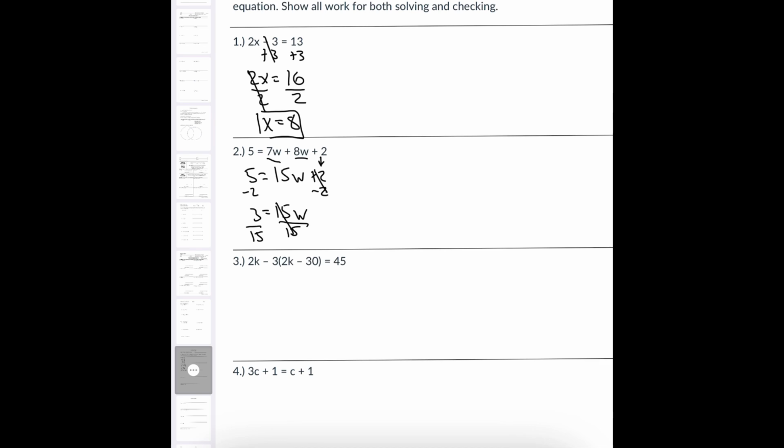And here, a lot of people incorrectly got that w equals 5, but that is not the case for this equation. W does not equal 5 for this problem. W equals 3 divided by 15, which is 1/5, or it could be equal to 0.2. So it's not 5, it is 1/5. 3 divided by 15, not 15 divided by 3.